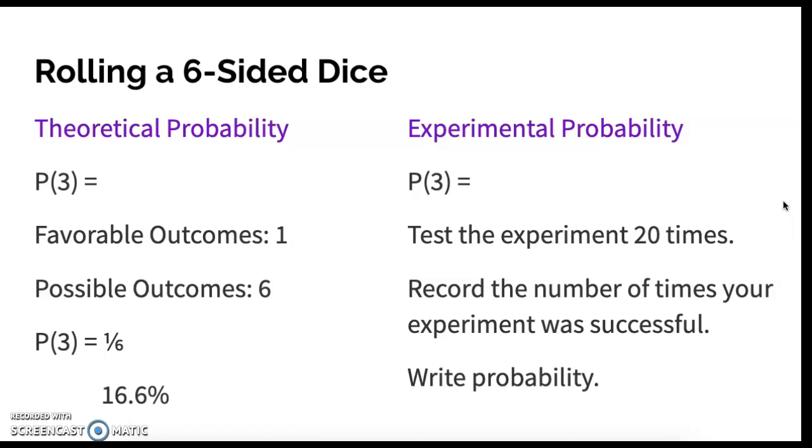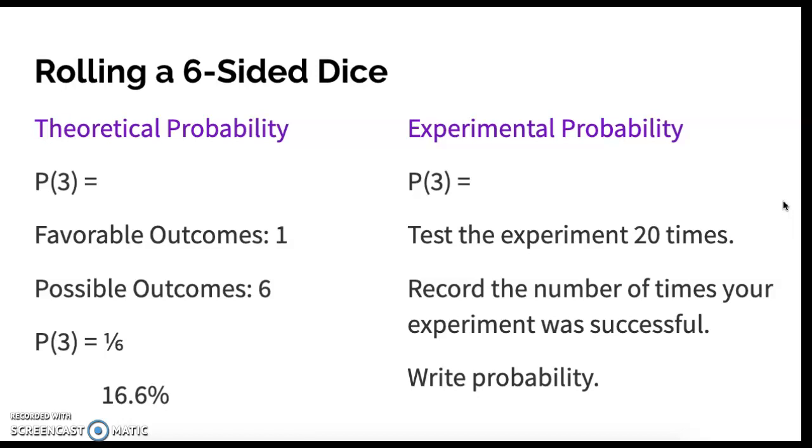All right, I just did my experiments and I rolled a 3 three times. So my probability would be 3 over 20. I got a 3 three times out of my 20 experiments. 3 over 20 cannot be simplified, so I'll leave it like that. And then I used my calculator. I did 3 divided by 20 times 100, and I got 15%. So my probability is very similar to the theoretical probability.